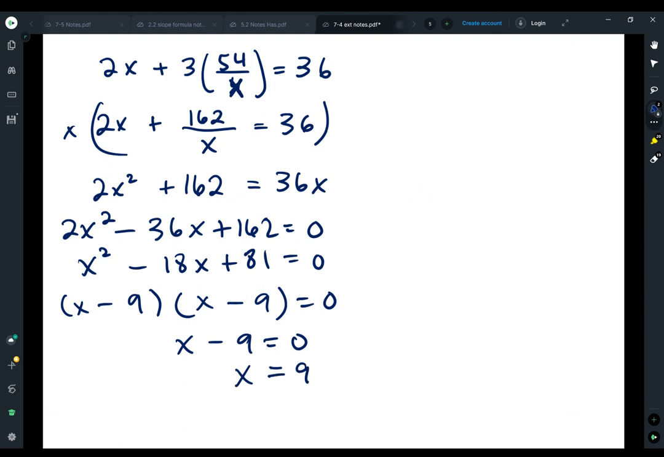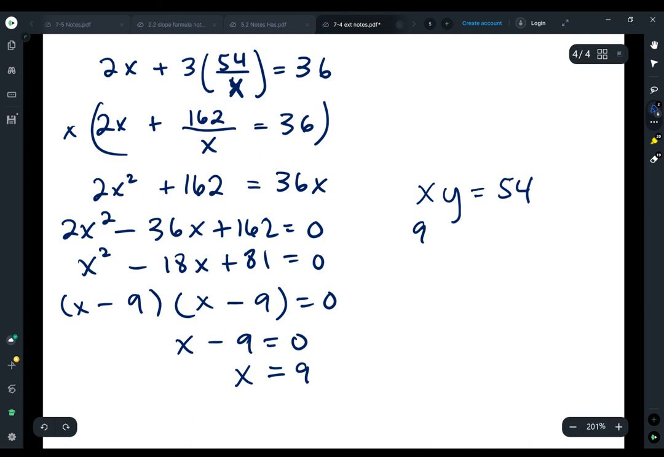And then I know that I have that equation xy equals 54. So that means I have 9y equals 54. Divide by 9, and so y equals 6. So my ordered pair is just (9, 6).